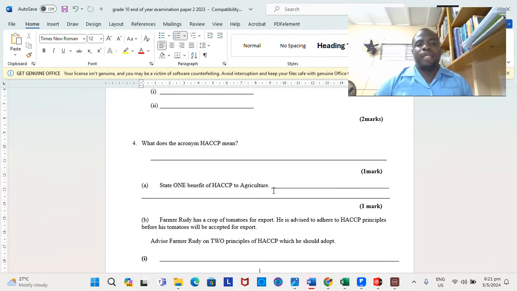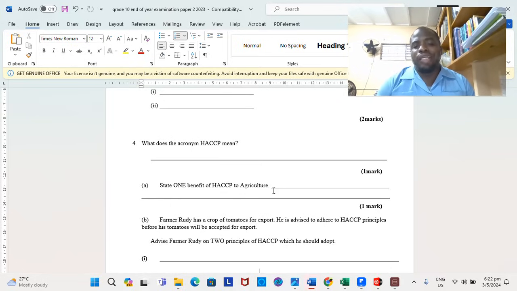So we are basically creating produce that is going to be consumed, and they're done in such a way that all of the necessary precautions are taken to prevent any form of contamination of the food, to ensure that it is safe for human consumption and also animals. It says state 1 benefit of HACCP to agriculture.